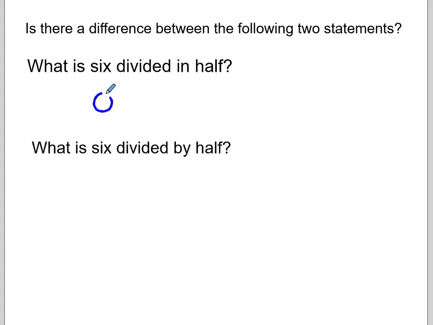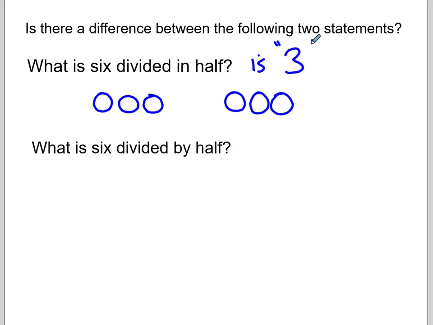Well, if I have 6 circles and I divide them in half, I'm going to divide them into two equal groups. And what we would find is that 6 divided in half is 3. Okay, because I have 3 in each one of the groups. So you're taking the original amount and you're breaking it up into two separate groups and then counting how many are in each group. What is 6 divided by half?